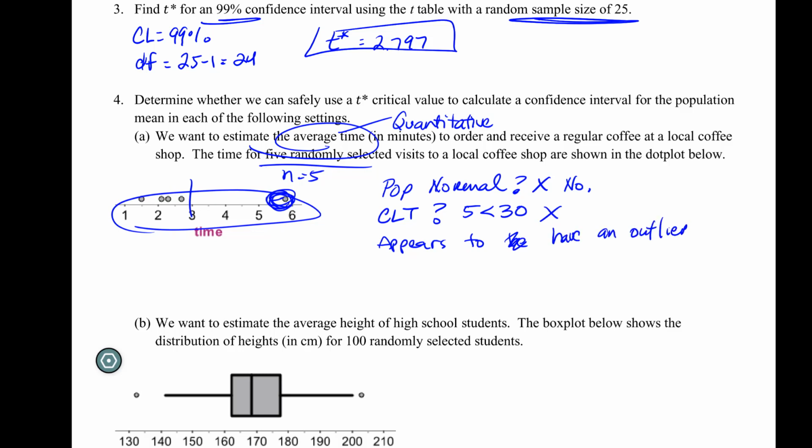And if there appears to be an outlier in the sample data set, and neither of these other two conditions are met, we can say the t-distribution is not okay to use.